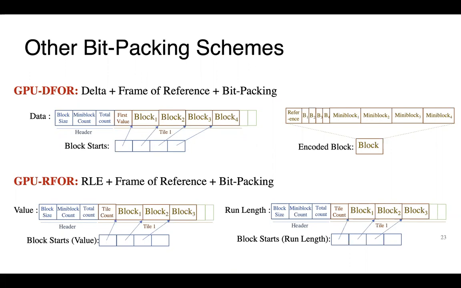We also show that with slight adjustment to the GPU-FOR data format, we can build the data format of other bitpacking schemes. Even though we just showed two examples, it is also possible to adopt this model to other and even more complex cascading schemes. In the next slide, we will show how our scheme performs against existing compression schemes in GPU.